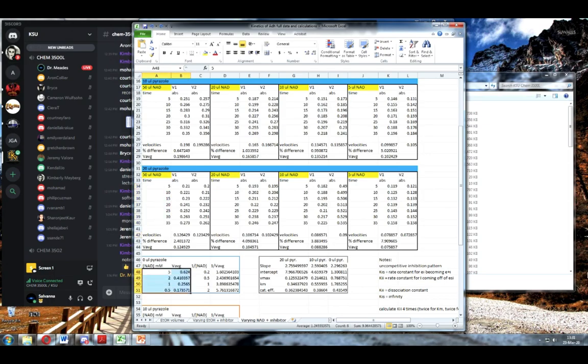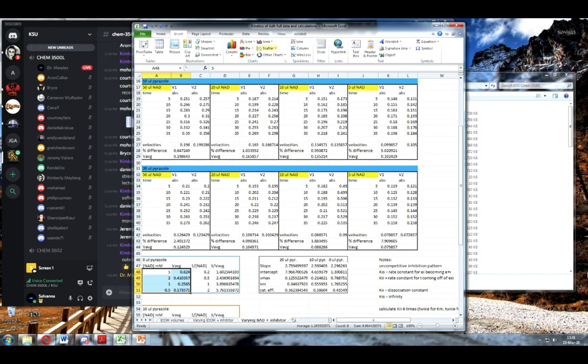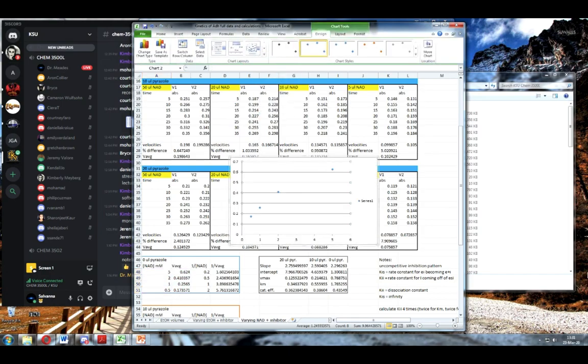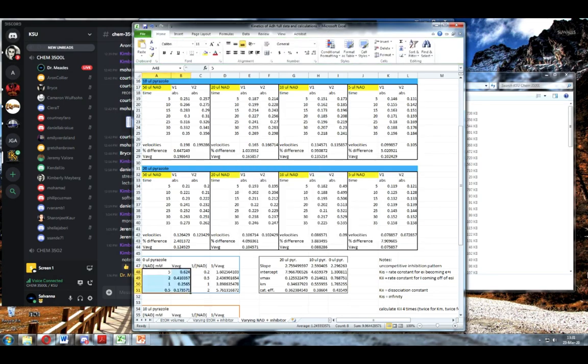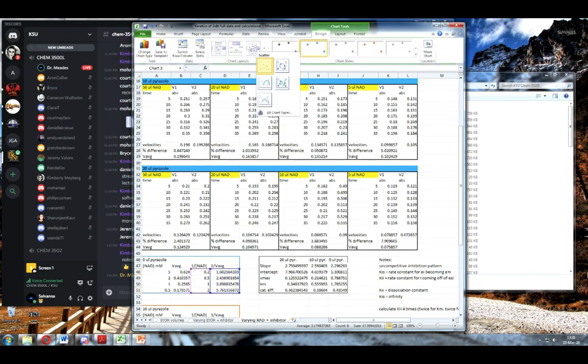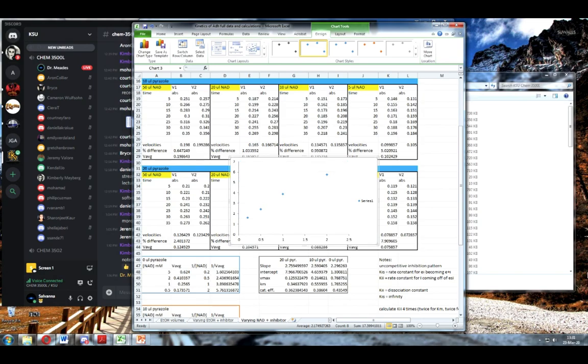So if I plot these, do I get a hyperbolic plot? Looks hyperbolic to me. This point could be a little lower, but it looks pretty straight. So if I take the reciprocal of those and plot those, I should get a nice straight line. Looks pretty straight. Which point looks a little off in this graph?